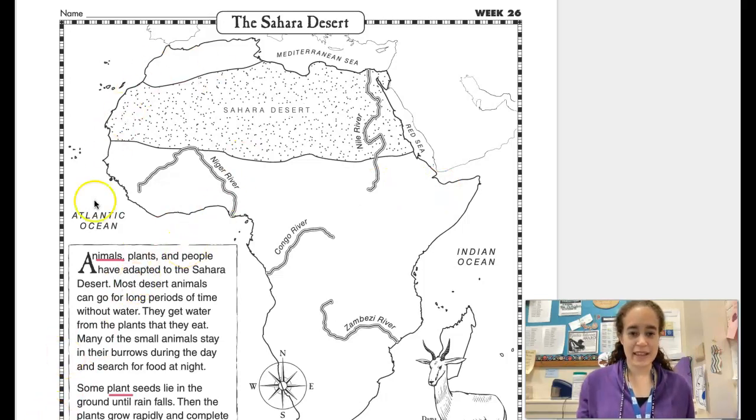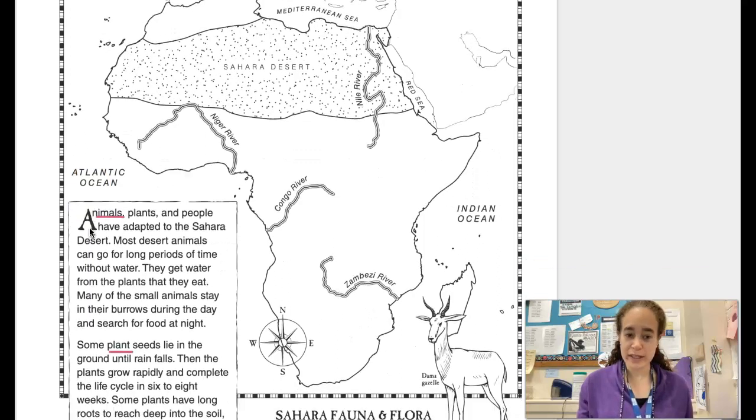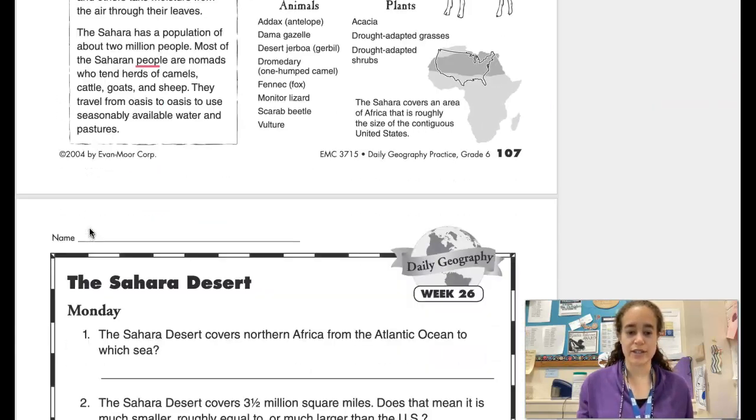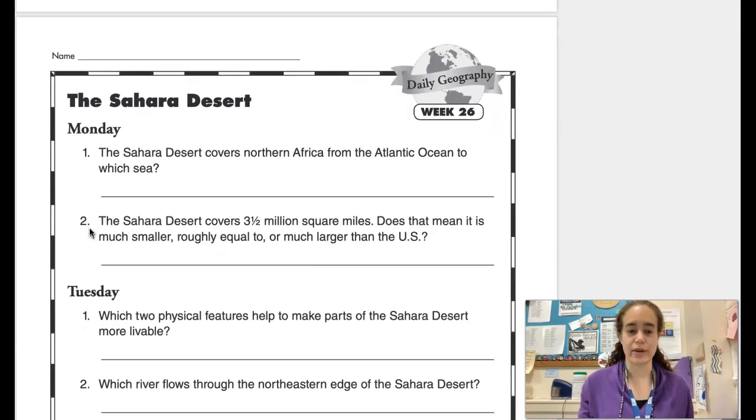Now that we've looked at the map, I'm going to just quickly go over some of the questions and highlight some of the key words in the questions this week. The Sahara Desert covers northern Africa from the Atlantic Ocean to which sea? You're looking for a sea. The Atlantic Ocean is on the western side, which sea is on the eastern side.